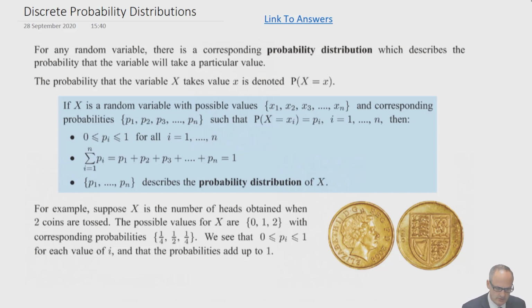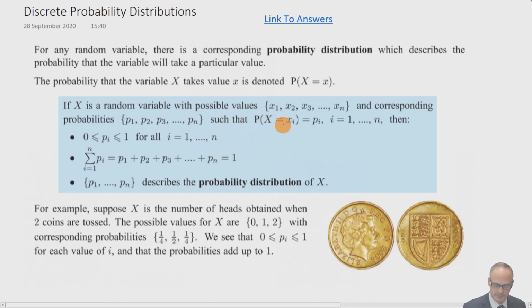Right, so now we're going to look at discrete probability distributions. For any random variable, there is a corresponding probability distribution, which describes the probability of the variable taking a particular value. This is the bit that can confuse. If X is the random variable, it can have possible values x1, x2, x3, x4, and so on, and each of those has a probability assigned to it.